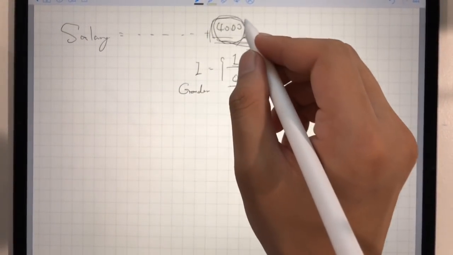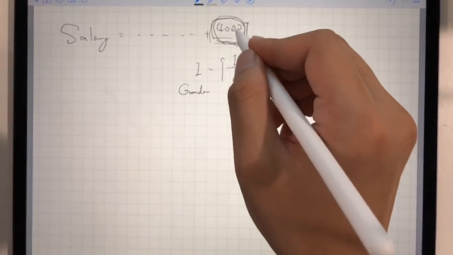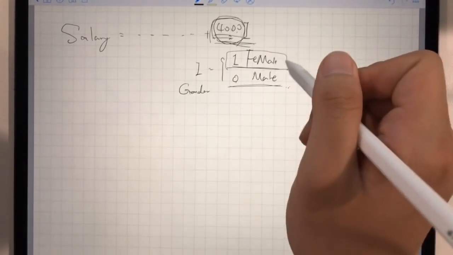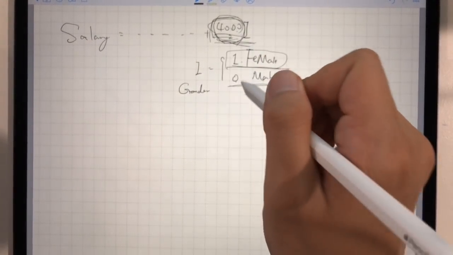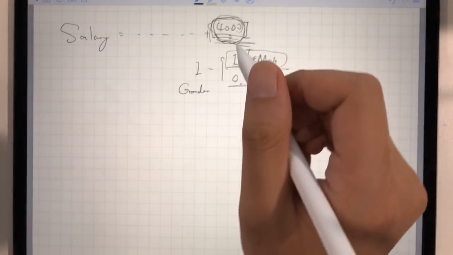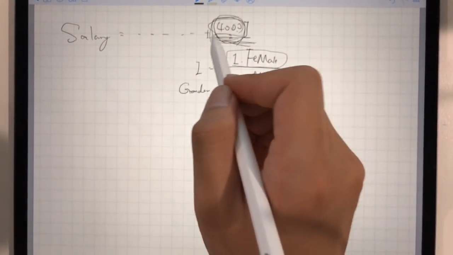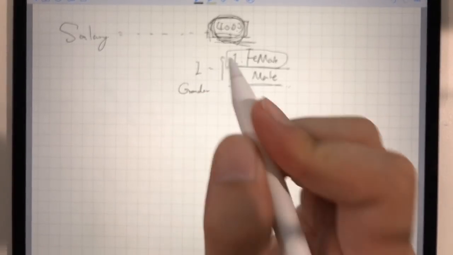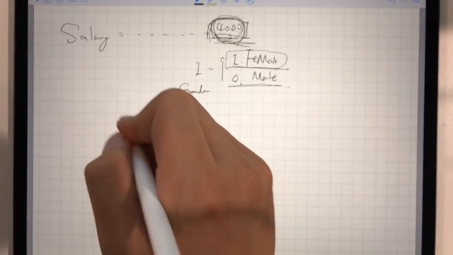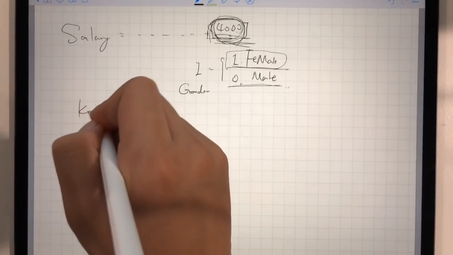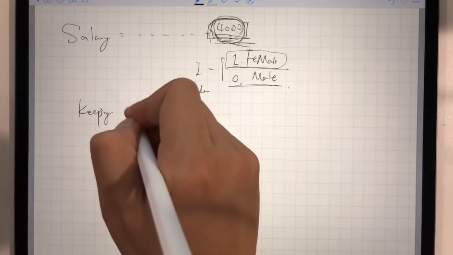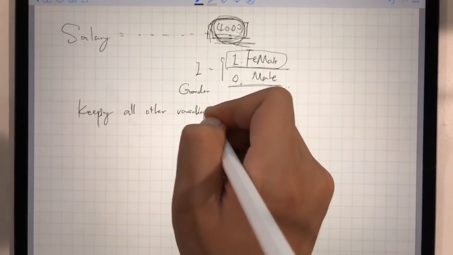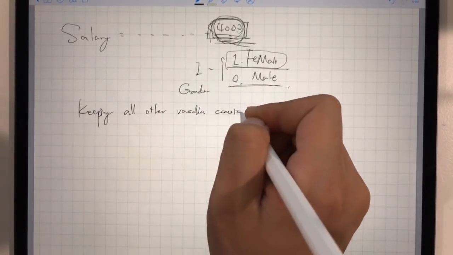Okay, now, so how should we do that? What do you think? How do we interpret 4,000? When it is female, it's 4,000 more than male, right? So when we want to interpret this coefficient, as usual, we need to say, keeping all other independent variables constant or unchanged.